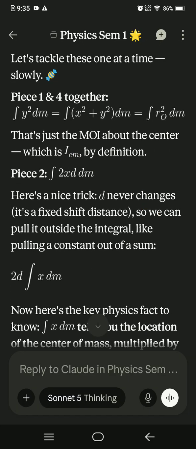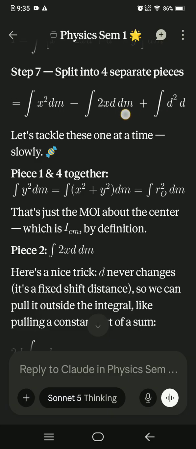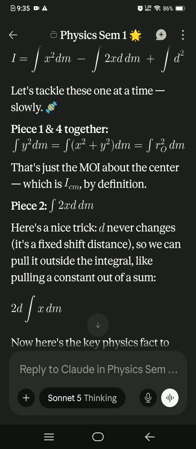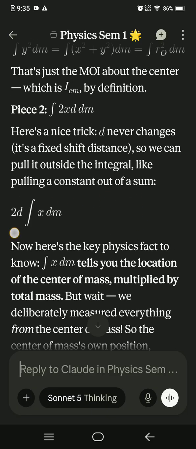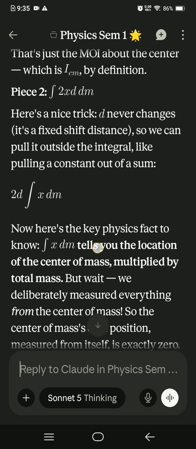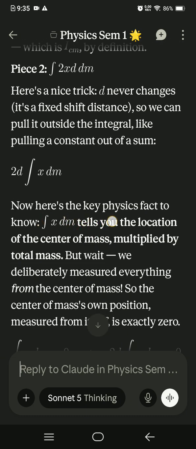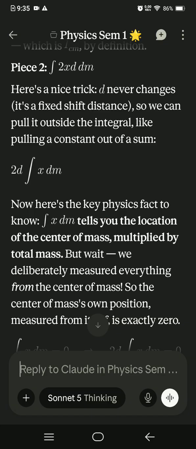So piece 2 is this, 2x dm. Here's a nice trick. d never changes. It's a fixed shift distance, so we can pull it outside the integral, like pulling a constant out of the sum. So 2d is out now. Integral of x dm. Now here's the key physics fact to know. Integration of x dm tells you the location of the center of mass multiplied by the total mass.